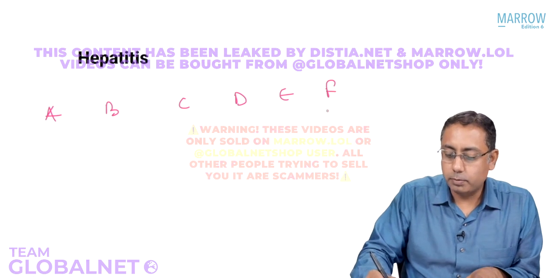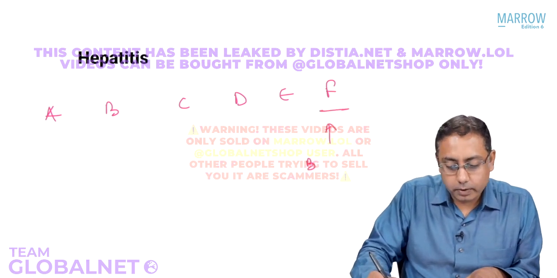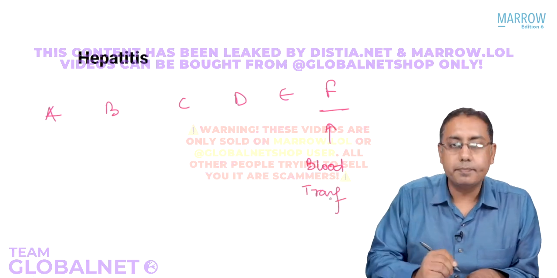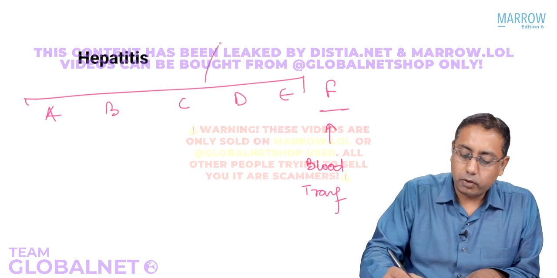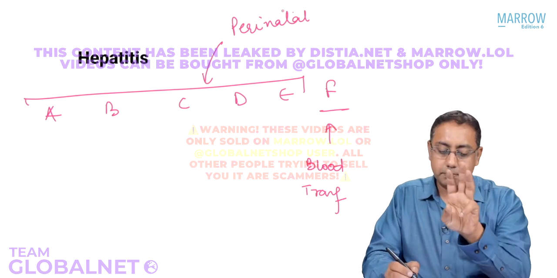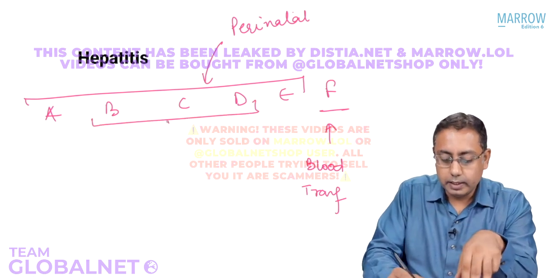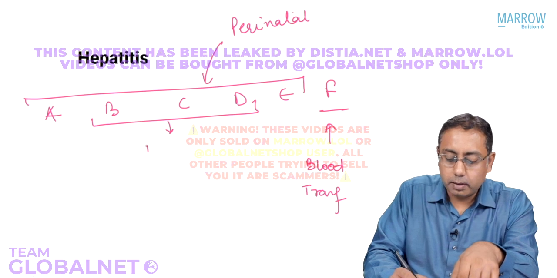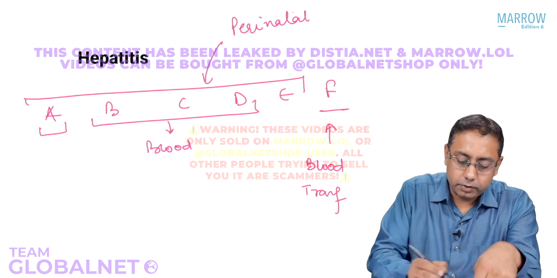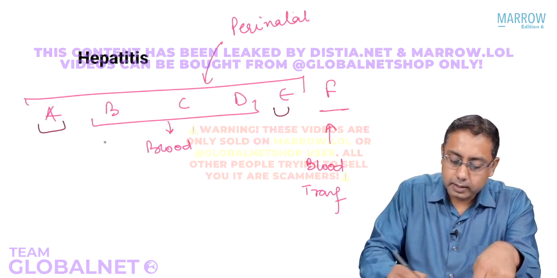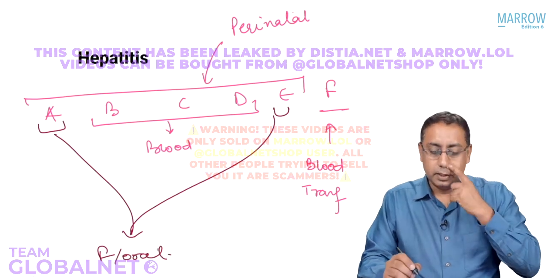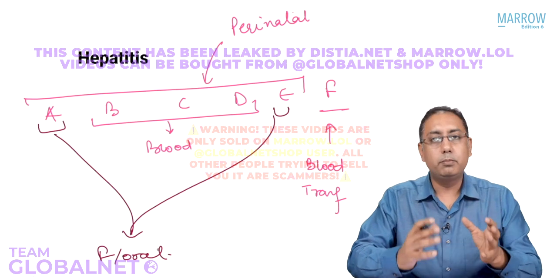Of course, F is one of the rarest, and F is the only one which, as we know right now, is related to blood transfusion. If you talk about A to E, they all have a perinatal mode of transmission. If you talk about the center three, that is B, C, D, they essentially also have a blood route of transmission. But if you talk about A and E, these essentially have the fecal-oral mode of transmission. So please remember, all can have the perinatal mode of transmission.